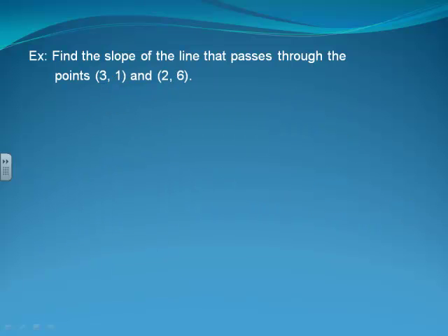All right, let's do this one. Find the slope of the line that passes through the points (3, 1) and (2, 6). Okay, let either one of those points be x1, y1. I just work left to right, but it's completely up to you. So your slope is going to be y2, which is 6, minus y1, which is 1, divided by x2, which is 2, minus x1, which is 3. Do the math. 6 minus 1 is 5, over 2 minus 3 is negative 1, and 5 divided by negative 1 is negative 5.